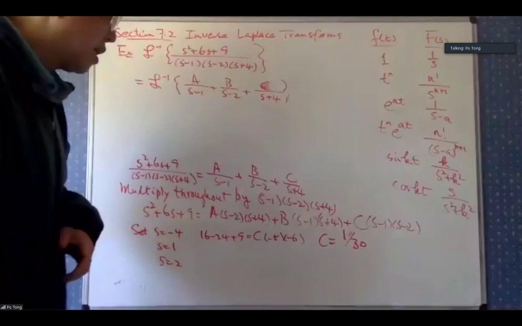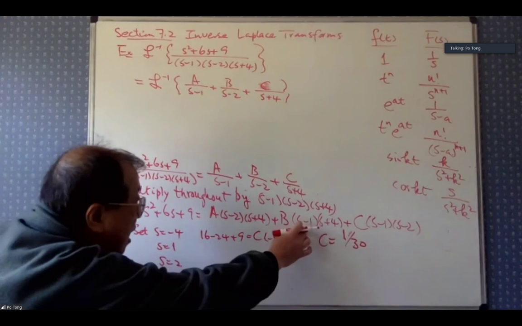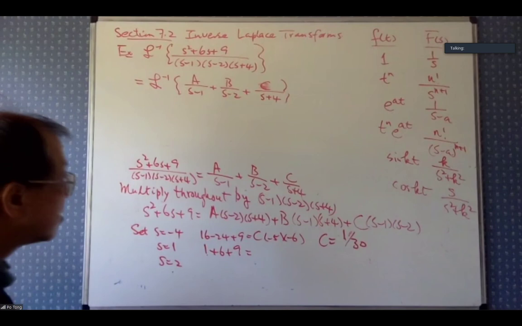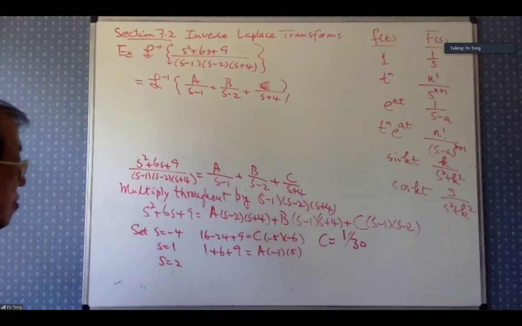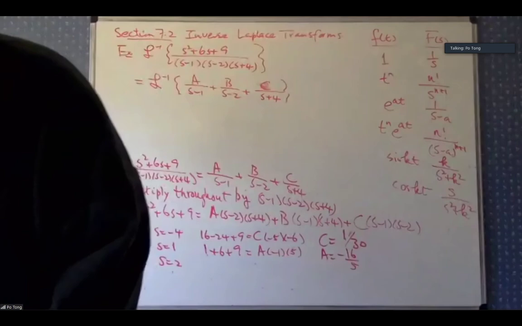Do you guys follow? Yes. Set S equal to 1, which will kill this guy and that guy. 1 plus 6 plus 9 is equal to 8 times negative 1 times 5. So A will be negative 16 over 5. Is that correct? Yeah.